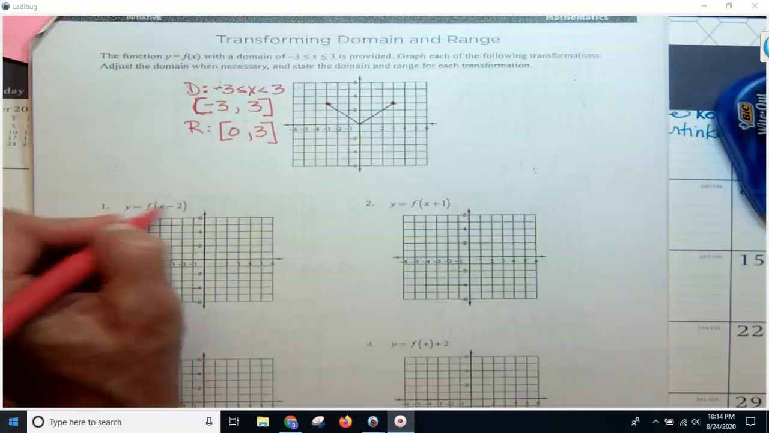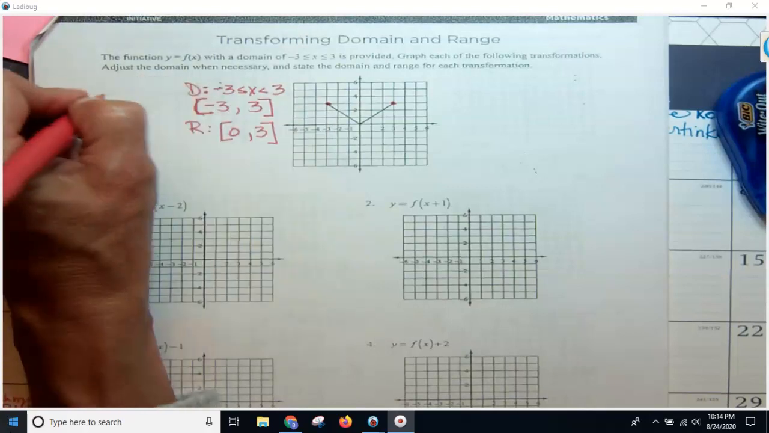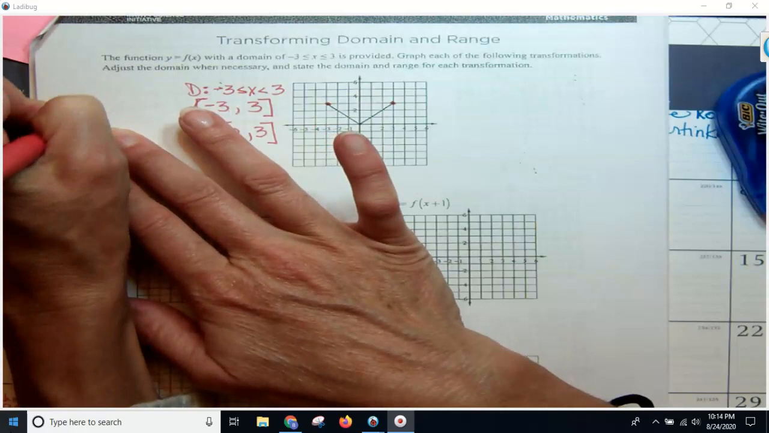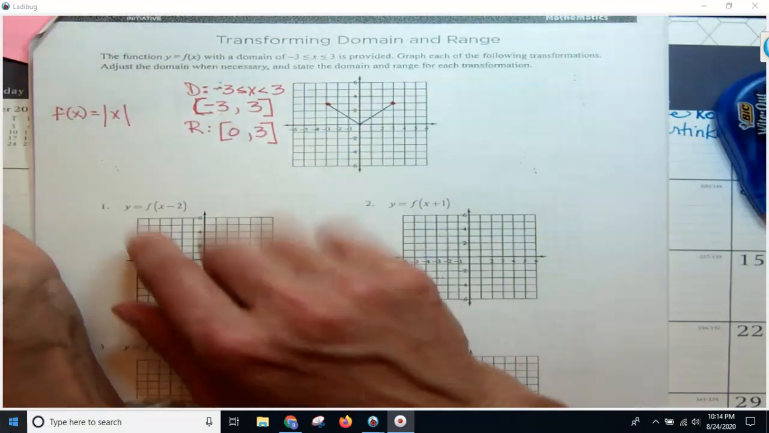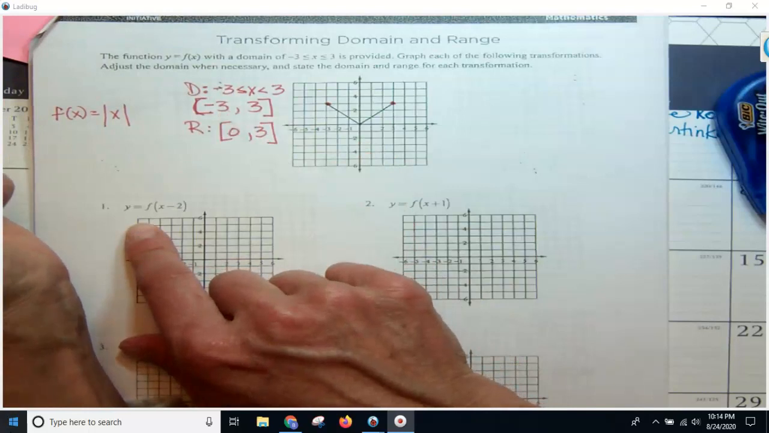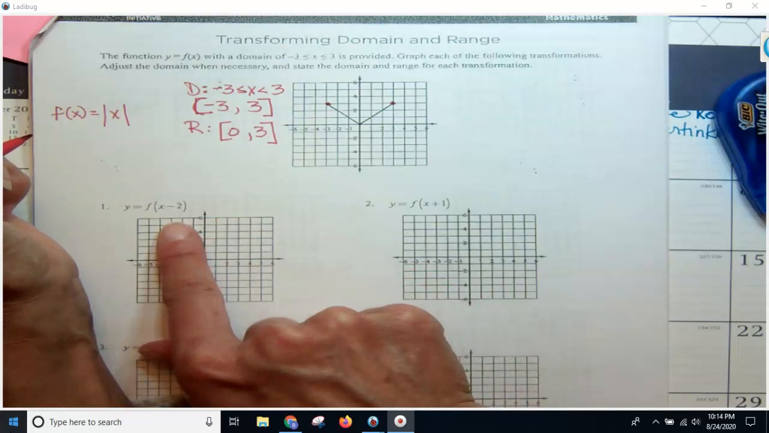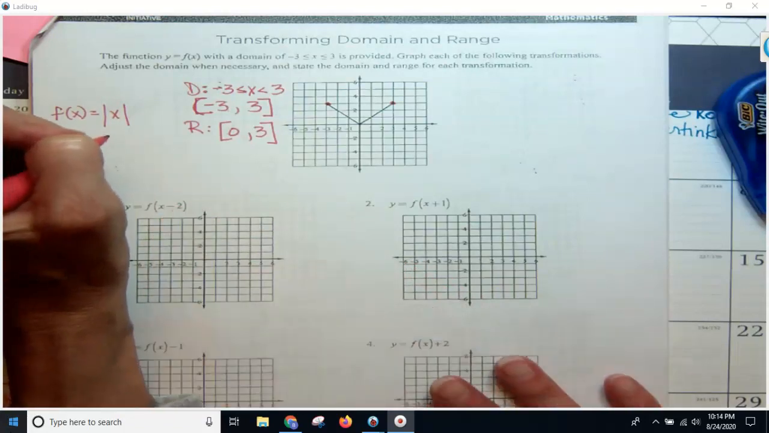Okay, so in our first situation, we are moving this function. And right now, this is actually the absolute value function. So this is actually f of x equals the absolute value of x. But the reality of it is it doesn't matter what function this is. This applies to everything, which is why this is written this way. But we're talking about the absolute value.